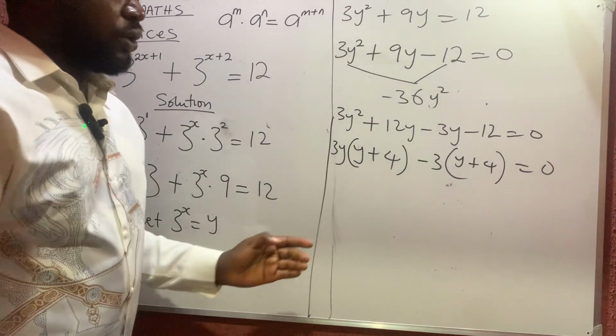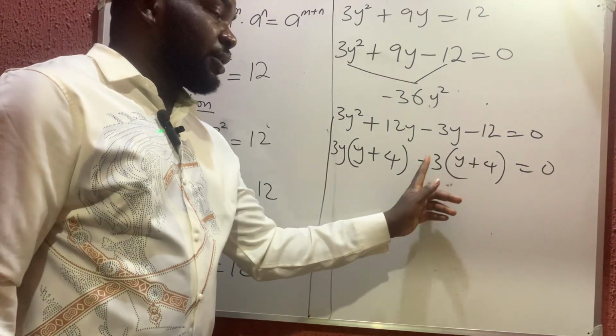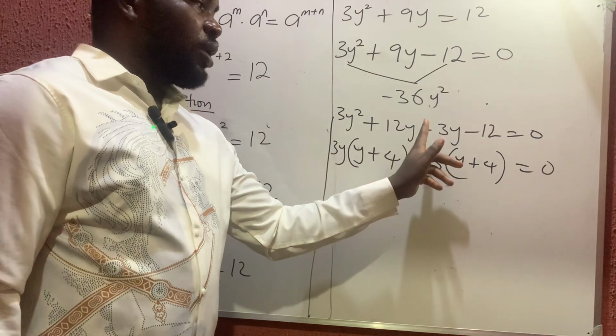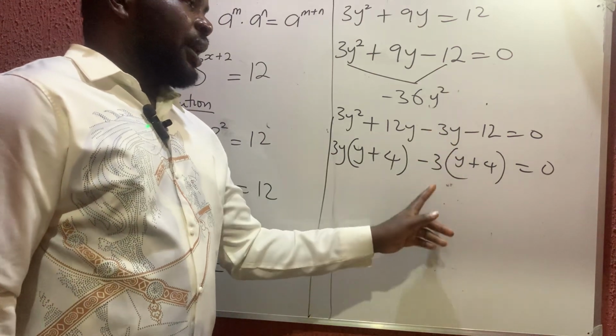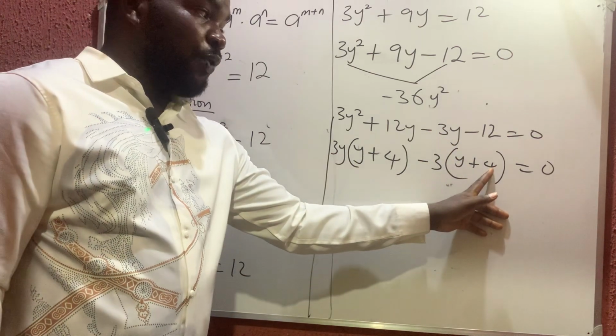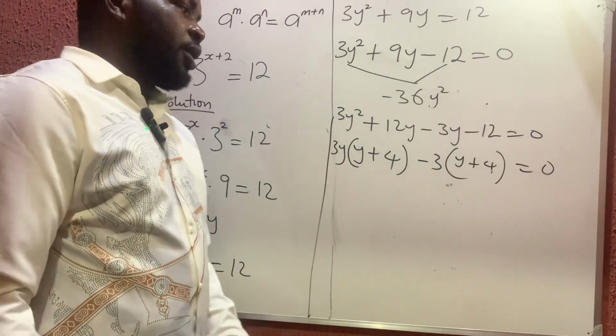If you want to check if it is correct, you can say 3y times 3 minus 3 times y will give us minus 3y. And then minus 3 times 4 will give us minus 12. You see, it is correct.